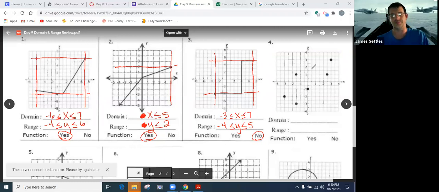All right. So those are all reviewed from yesterday. This right here is more from Monday. First off, is it a function? Well, right here, I see these 2 dots on top of each other, so that is not a function. And then on the domain and range, when it's discrete, you can't say it goes from like -3 to 7. You have to list out every single dot.